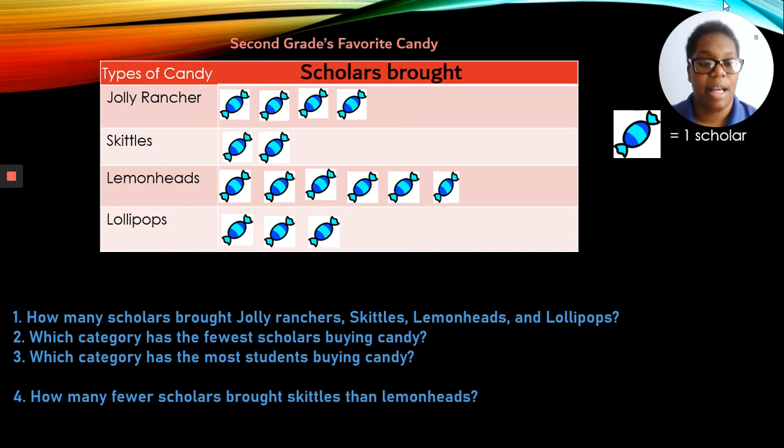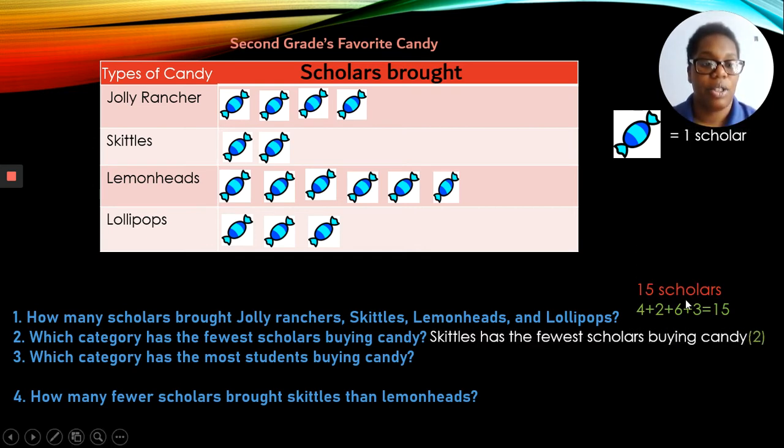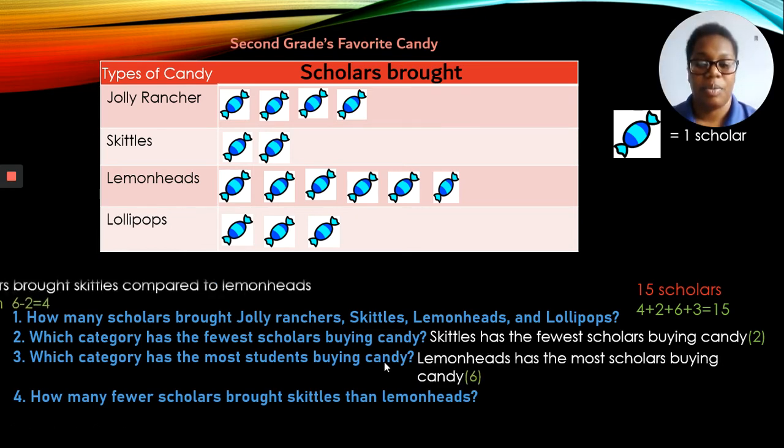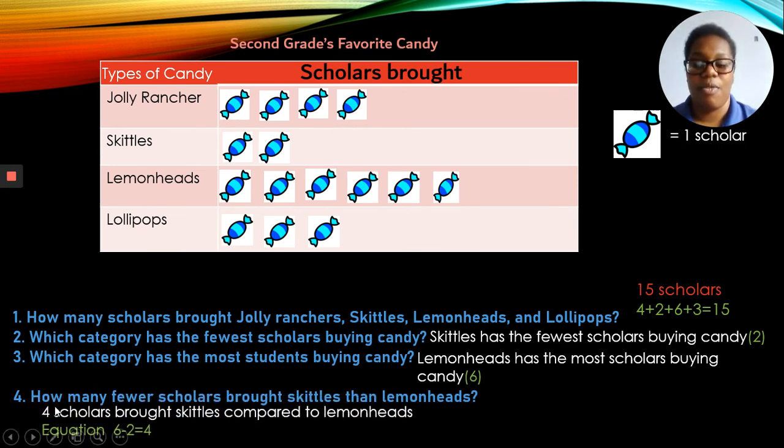So number 1, how many scholars brought Jolly Ranchers, Skittles, Lemon Heads, and Lollipops? Let's see our answer and how we got it. 15 scholars. We simply added 4 plus 2 plus 6 plus 3 equals 15. The next one, which category has the fewest scholars buying candy? The least one. Skittles has the fewest scholars buying candy. And that's only 2 pieces of candy. Which category has the most scholars buying candy? That's right, Lemon Heads, and that has 6.